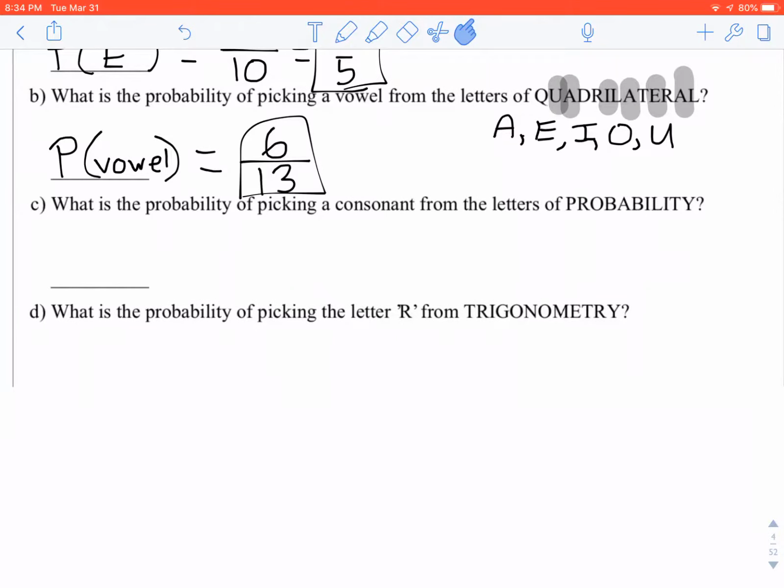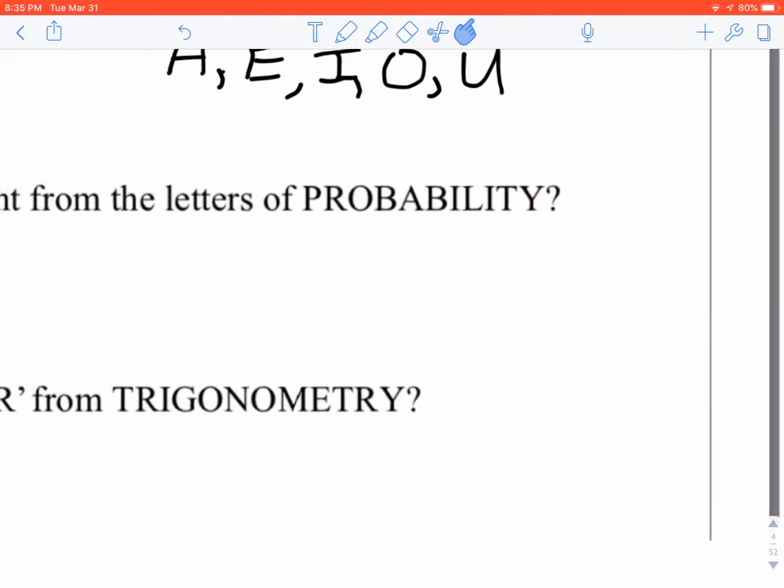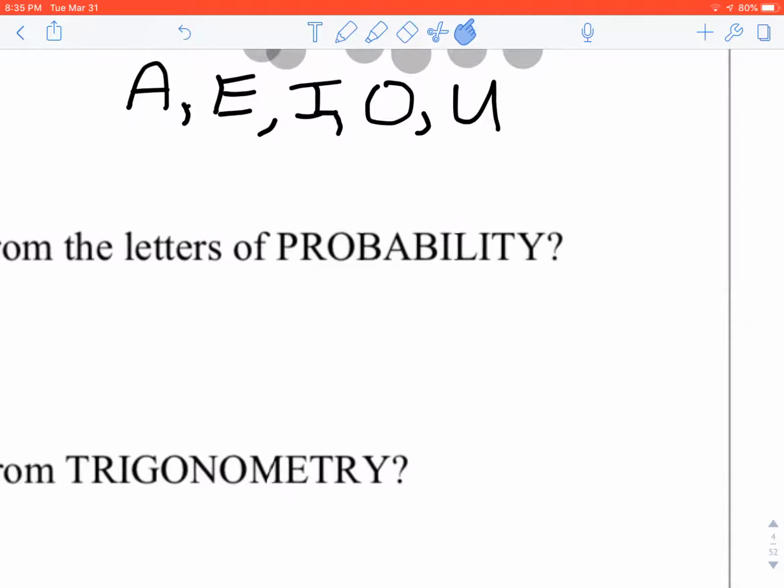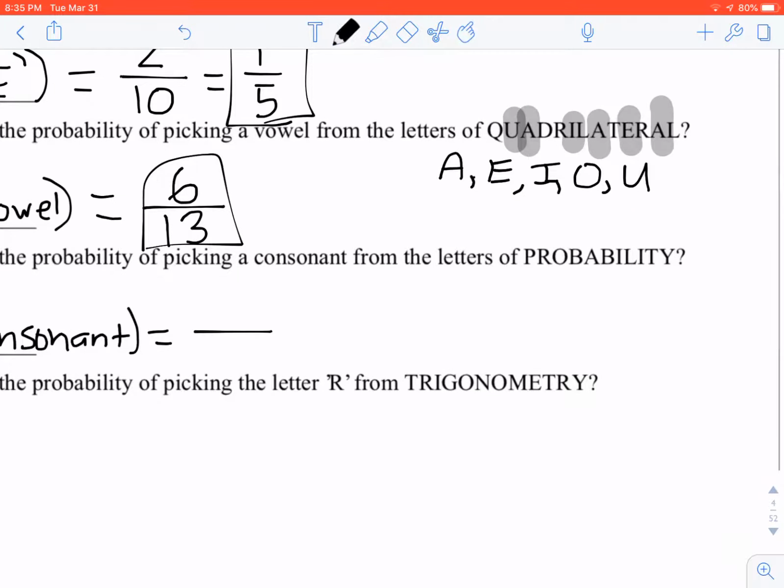Okay, letter C. What is the probability of picking a consonant from the letters of the word probability? So the opposite of the vowel, so all the other letters. Okay, so probability of consonant. Okay, favorable over total. So take a minute, go ahead and add up how many letters there are in the word probability. Okay, hopefully you got 11. So there's a total of 11 letters in the word probability.